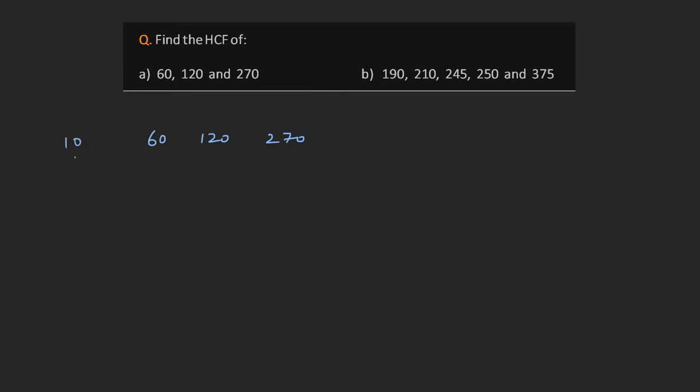There are other common factors too, like 30 or 5. Take any common factor and divide everything by it. You don't need to worry about which factor to choose. The idea is just to make the numbers smaller by division. Let's go with 10 here. So we get 6, 12, and 27.